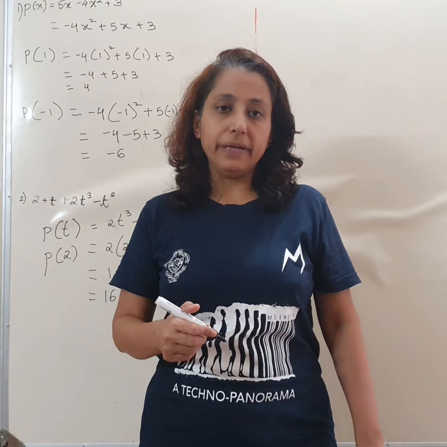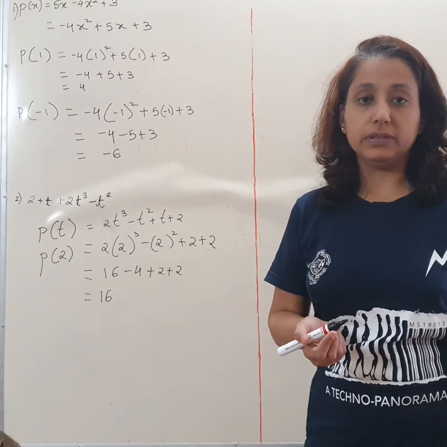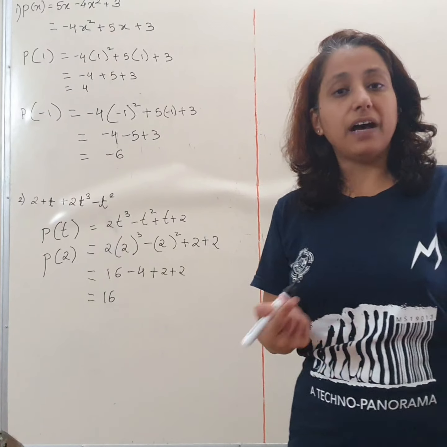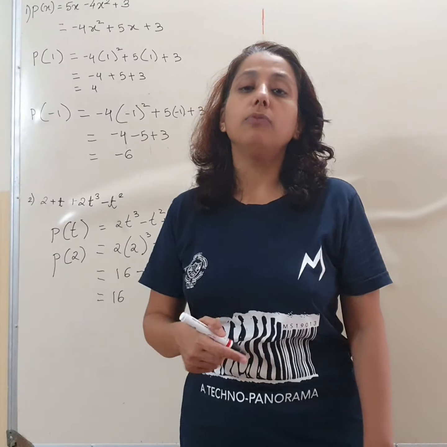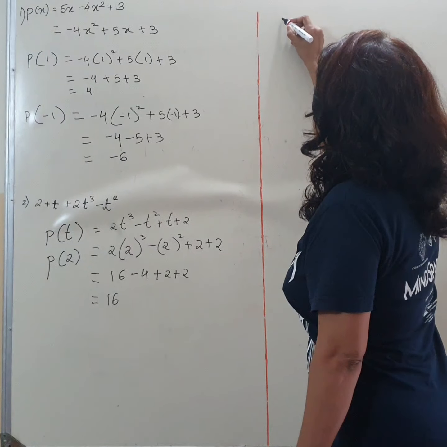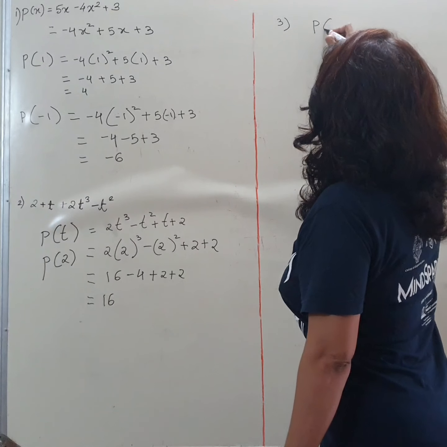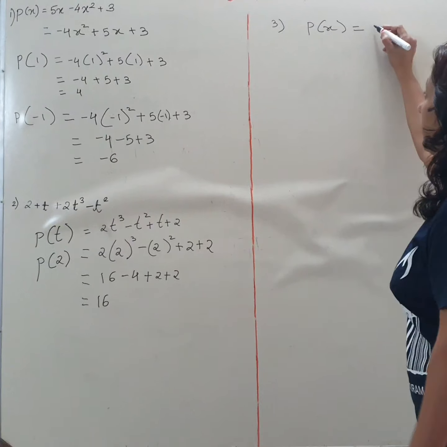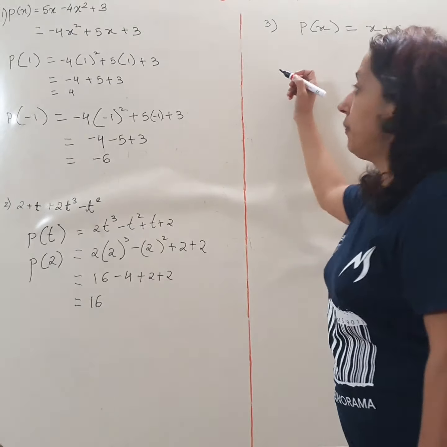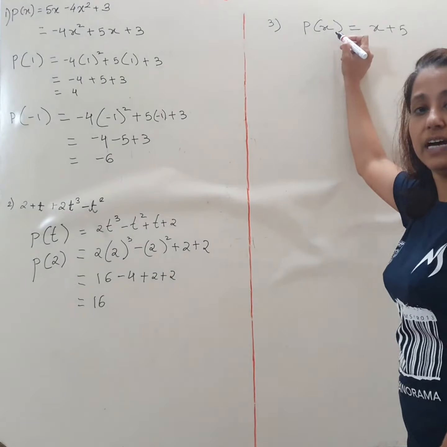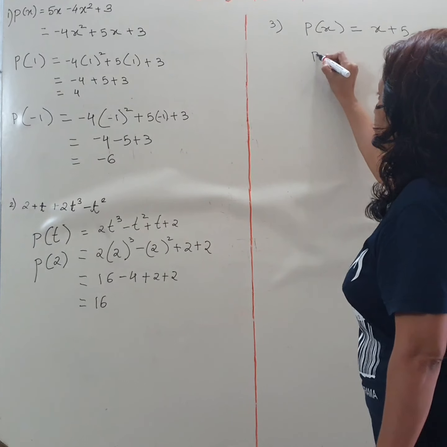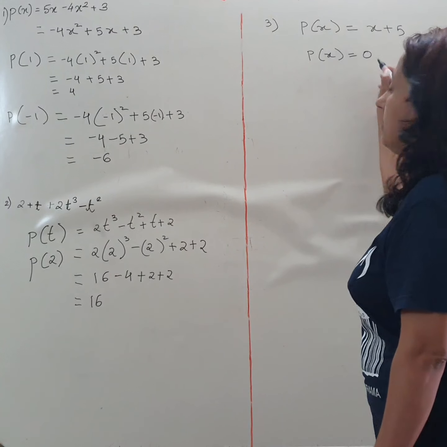Now the next topic that we are going to take up is 0 of a polynomial. What is the meaning of the 0 of a polynomial? The 0 of a polynomial is that value of x where the polynomial's value becomes 0. Let us take up an example, an easier one: x plus 5. So what is the 0 of this polynomial? The 0 of the polynomial is that value of x where the value becomes 0. So you will consider your p of x as 0.